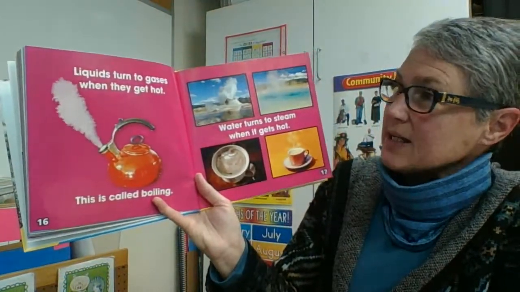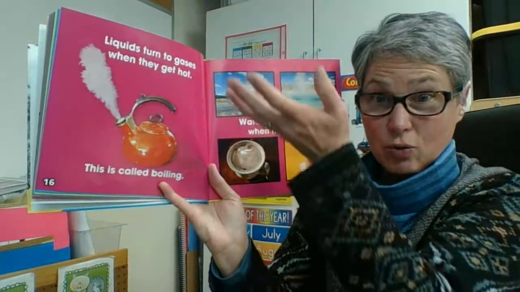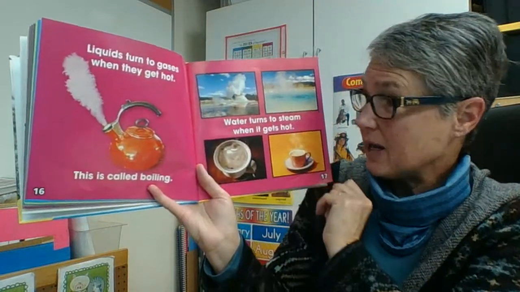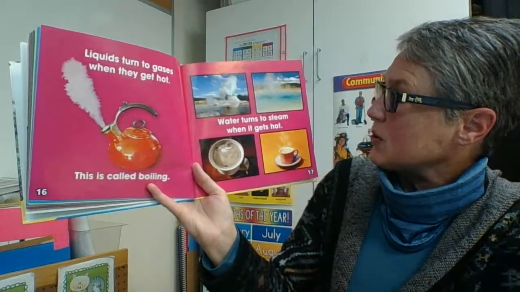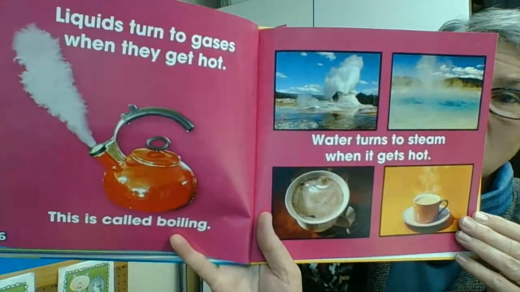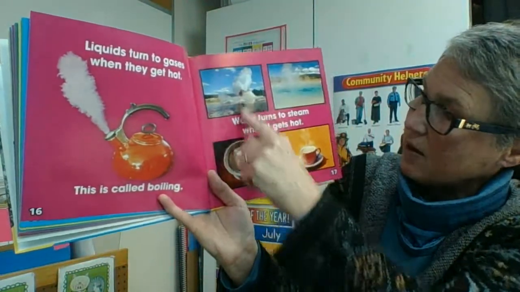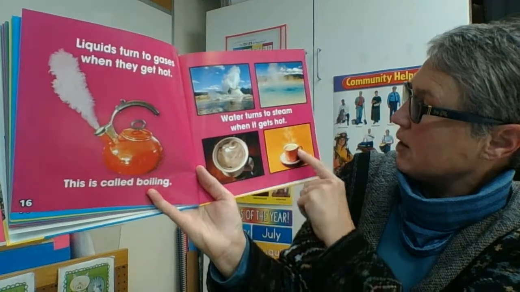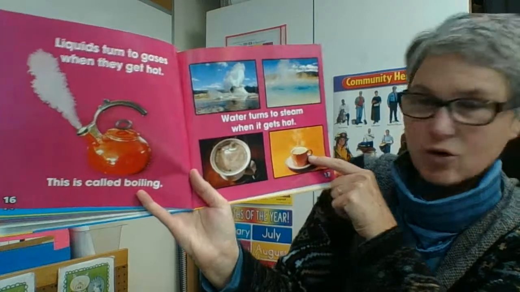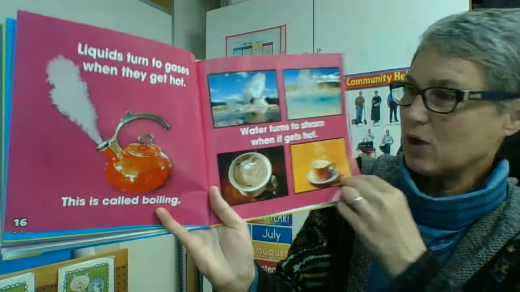Liquids turn to gases when they get hot. This is called boiling. So when the temperature goes up, then things get hot, and that's when we get our gases. Water turns to steam when it gets hot. Those are some very hot waters. So we've got some geothermal water here and a geyser. We've got some hot coffee, maybe some tea. Maybe this one's hot chocolate, and maybe this one is a creamy coffee. Who knows? You can see the steam coming off there.